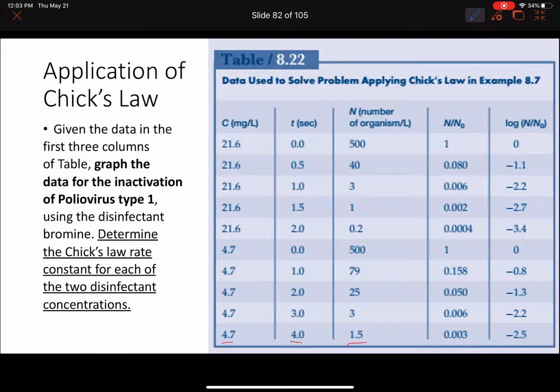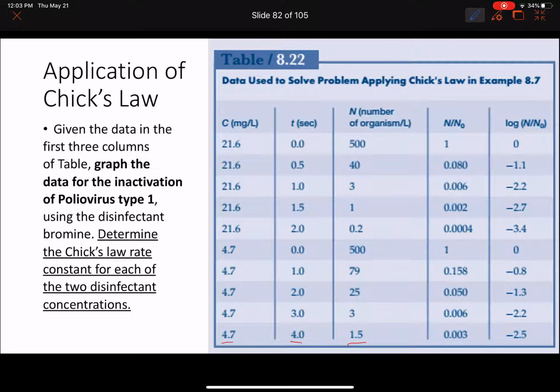Bismillah ar-Rahman ar-Rahim. This is a continuation of the previous video on disinfection slides. This is an example to check the application of Chick's law.